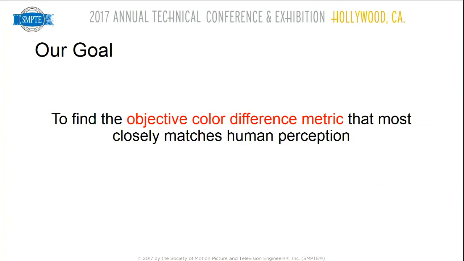So remember that our overall goal was to find the color difference metric that most closely matches human perception. And now that we have data to represent how humans see color, Jacqueline's going to talk about how we analyze some different color difference metrics to see which ones match the most closely with human vision.